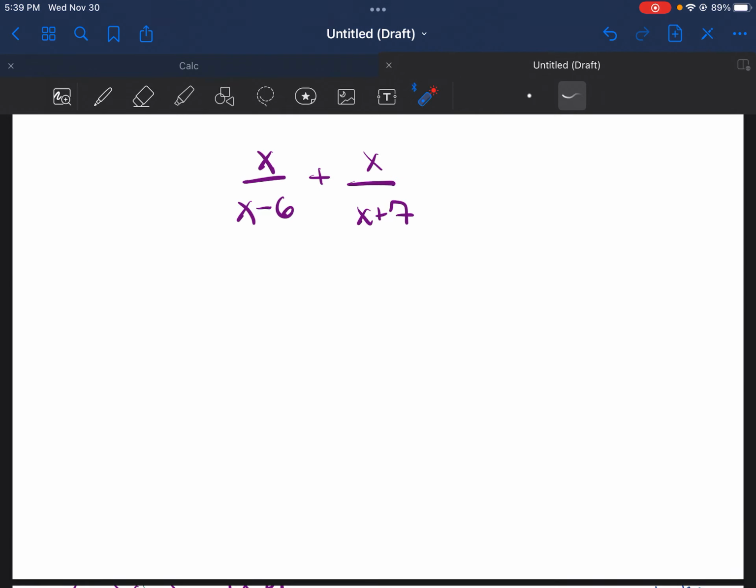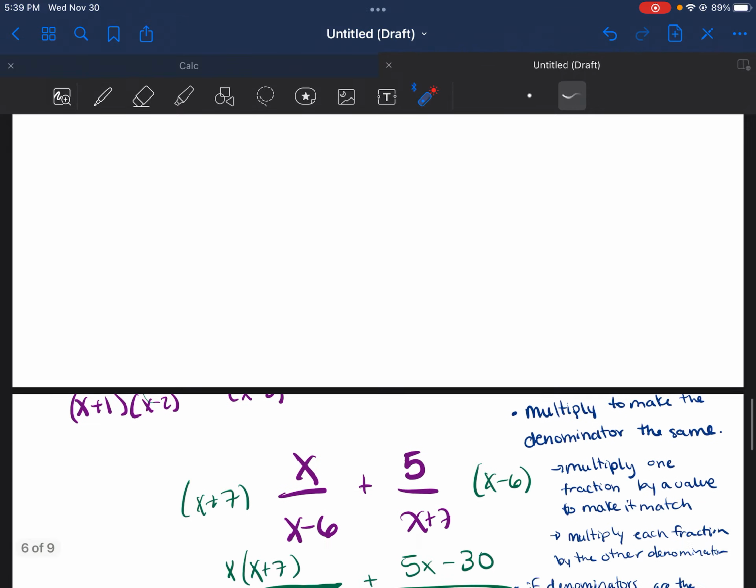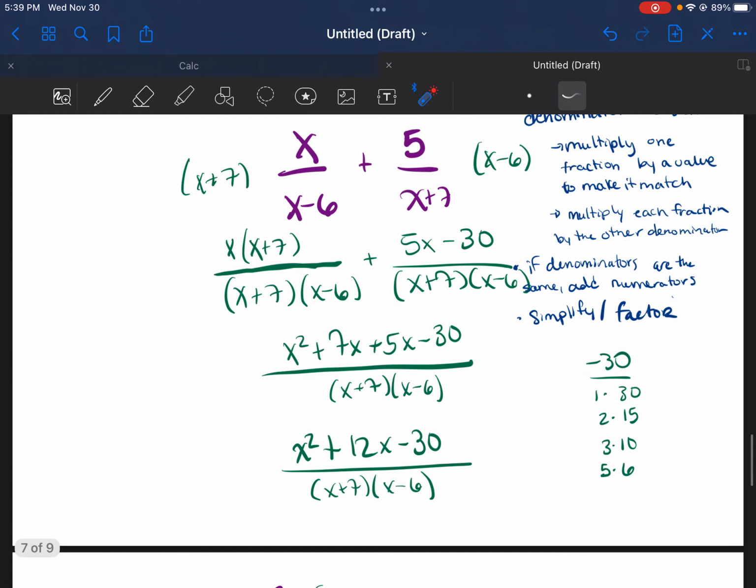So use this one, see if you're able to pause the video and solve this one. Your work should look something like this. At this stage, there are no numbers that multiply to 30 but have a difference of 12. So I actually can't factor this into any parentheses. I have nothing that I can cancel from top and bottom. So this is my final answer.